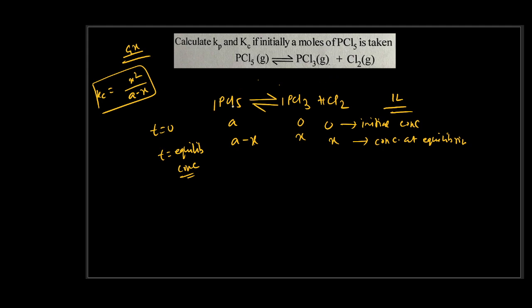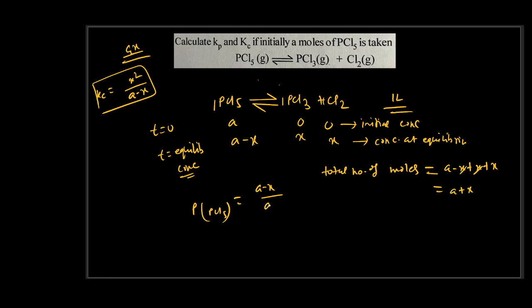And also calculate Kp. For Kp, we should calculate the total number of moles, because Kp involves partial pressure. How do we calculate the partial pressure of any molecule? Suppose for PCl5, it is the moles of that molecule at equilibrium divided by total moles, so A minus X divided by total moles. Total number of moles is A minus X plus X plus X, so this cancels and it is A plus X. So partial pressure is that over A plus X, into pressure.